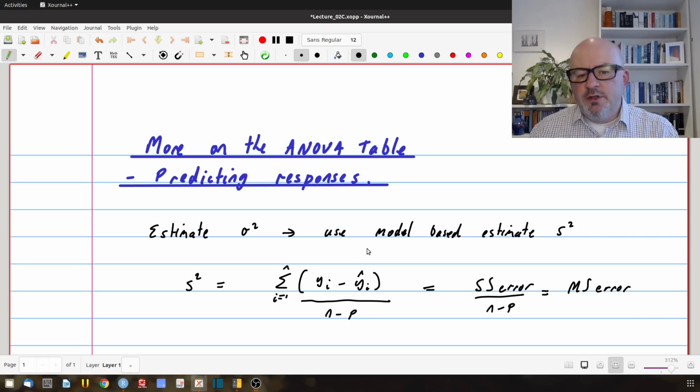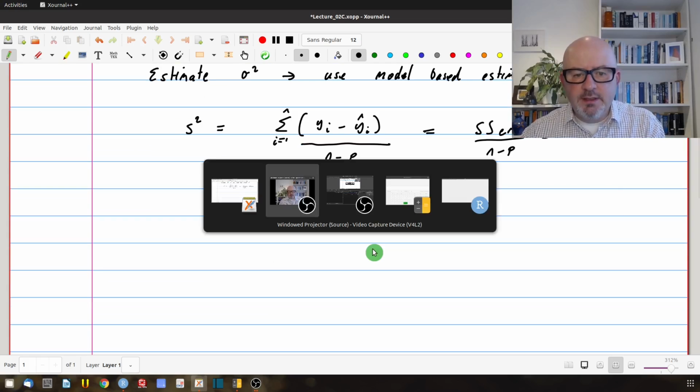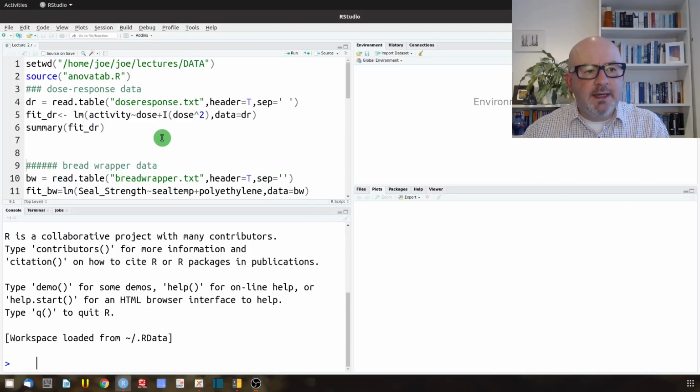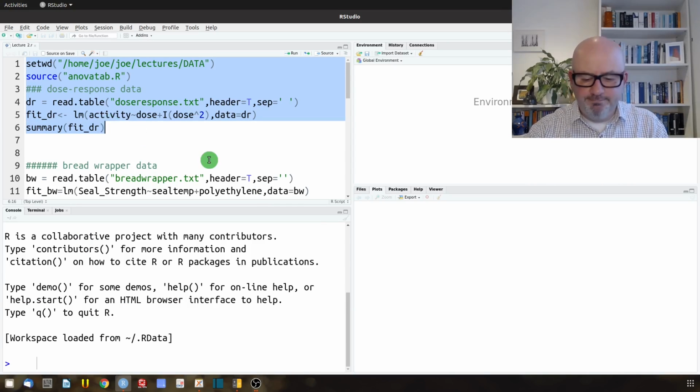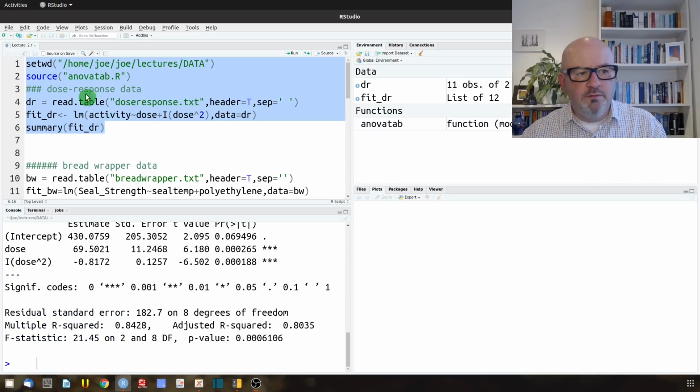We actually can use this to take, for example, the R output given by the summary function and recover or reconstruct the entire ANOVA table if we want. Of course, we can always use the anova tab function that we used previously, but can we just see how that works? So what I'll do is we'll go to R, and I'm going to use some code here to read in the dose response data. So we set our working directory and so on, we read in the data, and I've also read in the anova tab function, but I'm not going to use it just yet.